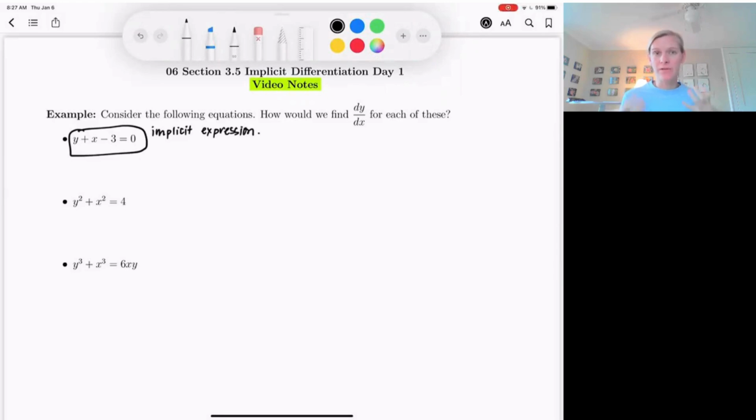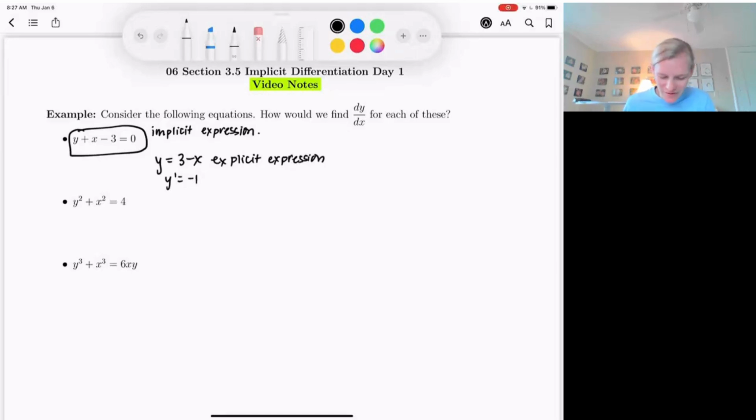This particular example is easy to rearrange. We could rearrange this so that y is 3 minus x. This is an explicit expression because it tells us exactly what function y is equal to. It's equal to 3 minus x. Okay? So that was easy. If I wanted to take the derivative of this function, if I want to find dy/dx, I just rearrange things and find the derivative. So y prime is just -1. Okay, that's easy. We could be done now. But I promise examples get more interesting.